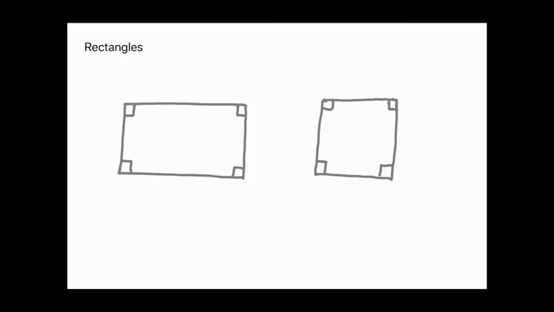So a rectangle still meets the definition of a trapezoid and a parallelogram, but it has to have right angles. So all of its corners are right angles. They all have that perfect L shape. So this one here, which you're used to calling a rectangle, meets that definition. It has the 4 right angles.